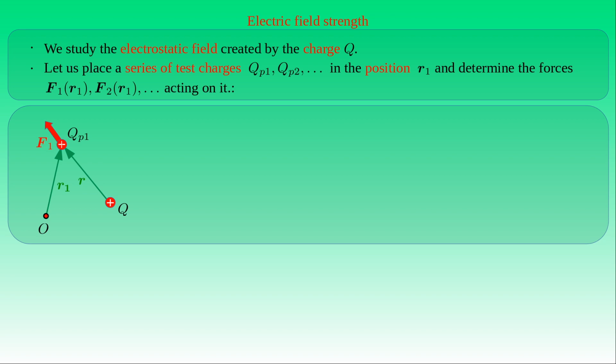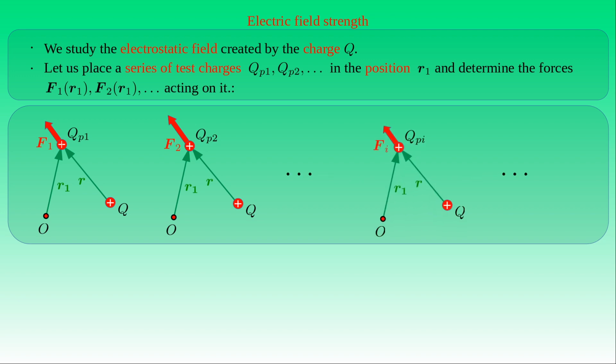Then we can replace the test charge QP1 with the test charge QP2 and compute the force F2 acting on the test charge. If we perform this procedure with each member of the series of test charges, we can compute the force exerted on each test charge, for example on the test charge QPi. As a result, we obtain a series of forces acting on the series of point charges. The experiments demonstrate the following relations.